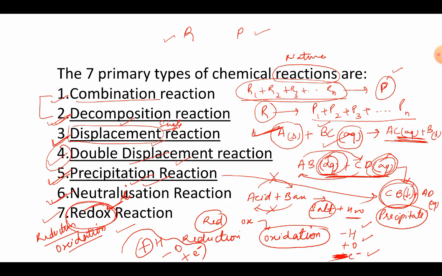Neutralization, acid and base combine to form salt and water. Why do we call it neutralization? Acid cancels the effect of base and base cancels the effect of acid. And redox reaction, that is the combination of reduction and oxidation, right? Why do we call it redox then? Because if in a chemical reaction one substance undergoes reduction, in the same chemical reaction there will be another substance which will undergo oxidation. So they both take place together, right?